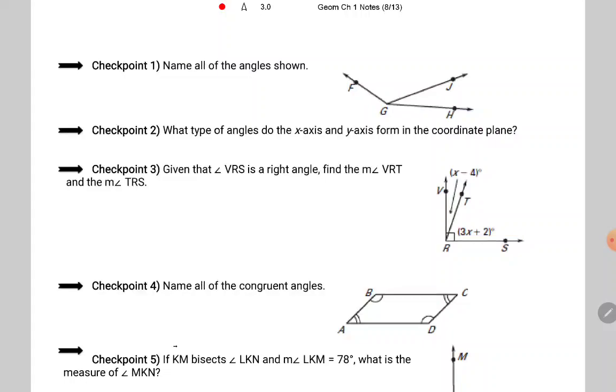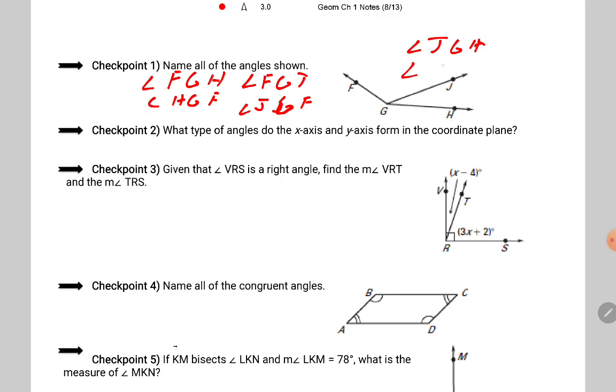All right, checkpoint 1, name all the angles shown. So we have angle FGH, angle HGF, so that's the big angle. And then we have FGJ and JGF. And yes, you must put the angle symbol each time. And angle JGH and angle HGJ.